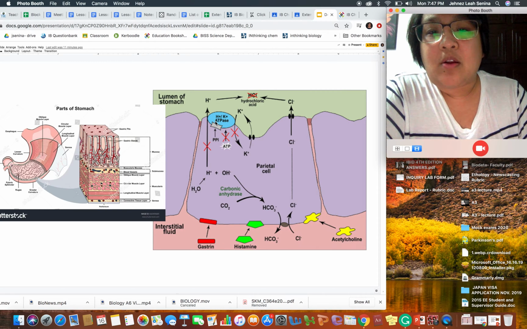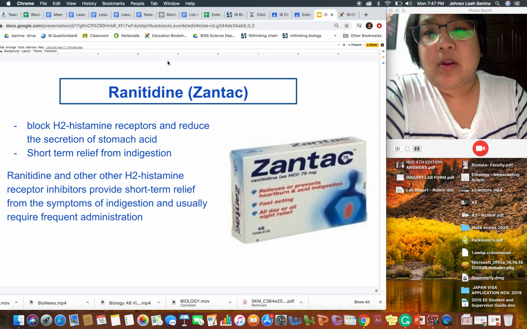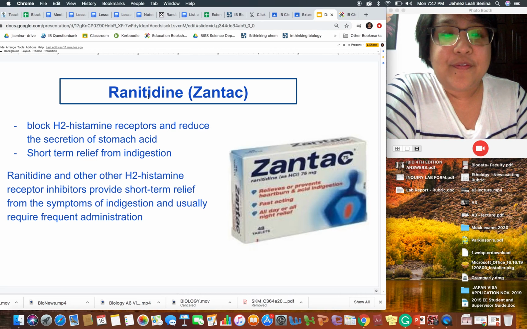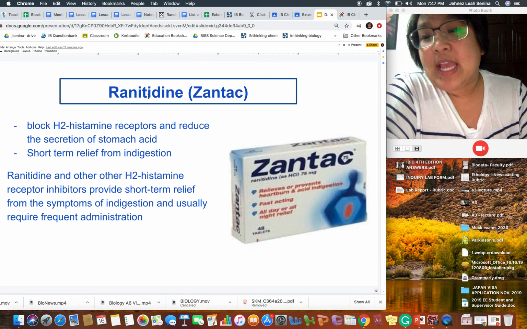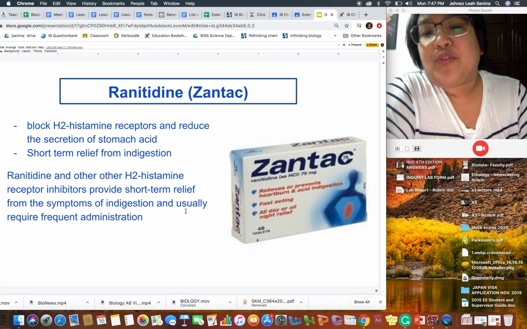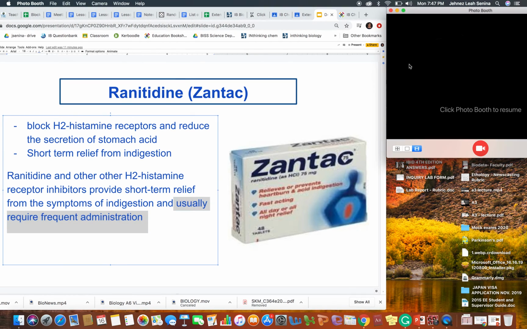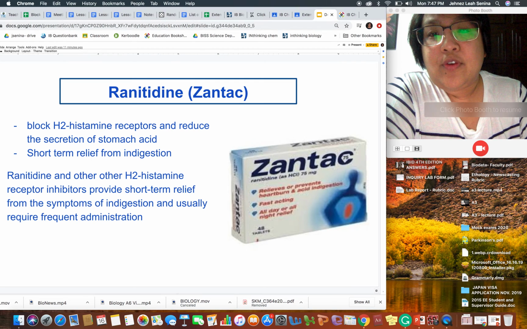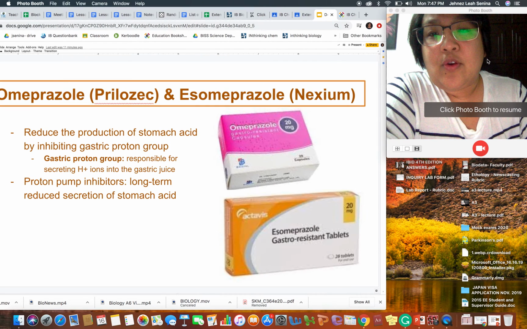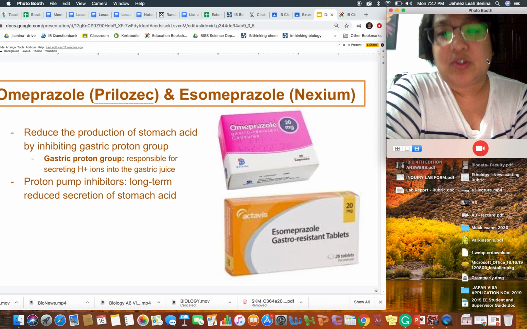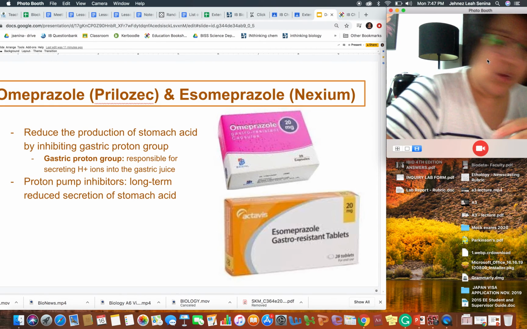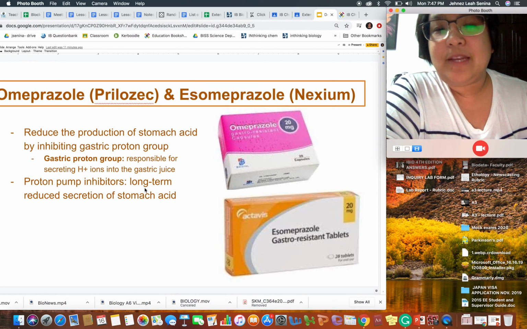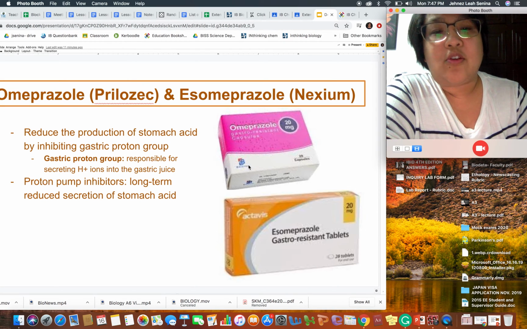For your H2 blockers, the most popular medicine is Zantac, or ranitidine. It usually gives short-term relief for stomach ache, so you normally have to give it more frequently, about 2 to 4 times a day. Now your proton pump inhibitors are omeprazole and esomeprazole. These are more potent. They give long-term relief for stomach acidity. So this is much stronger than your ranitidine.